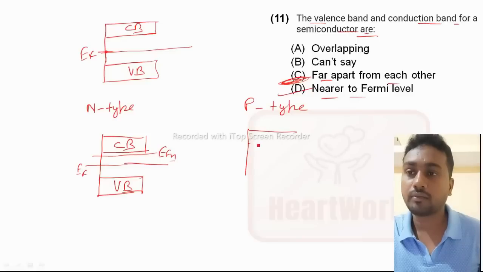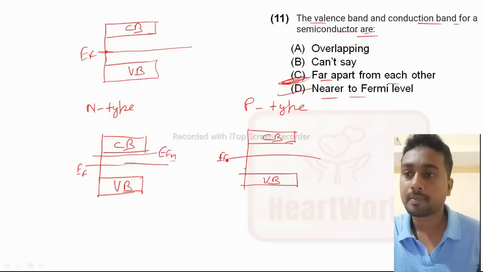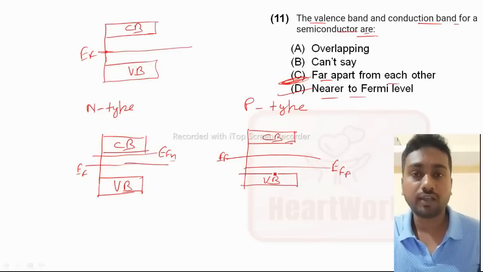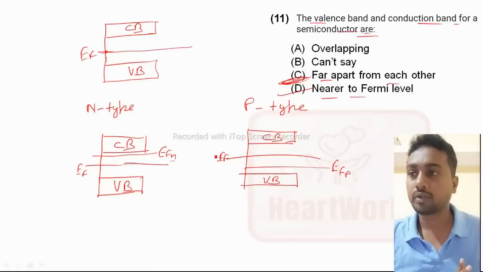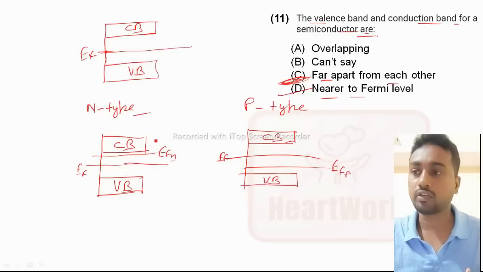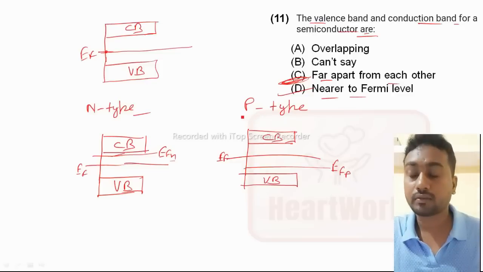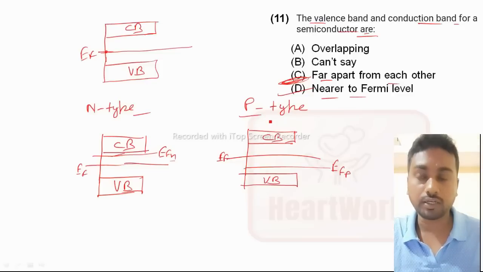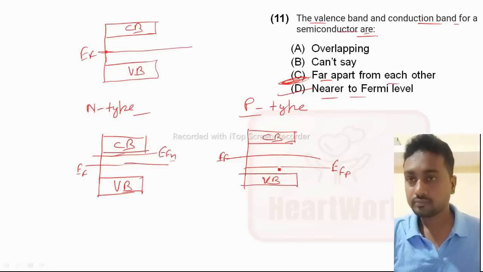Same like in p type, if they ask for the p type Fermi level position, then you have to remember that the Fermi level will be near to the valence band. These two you have to remember. For an n type semiconductor, you have to mention the Fermi level is nearer to the conduction band. For a p type semiconductor, you have to mention it is near to the valence band.